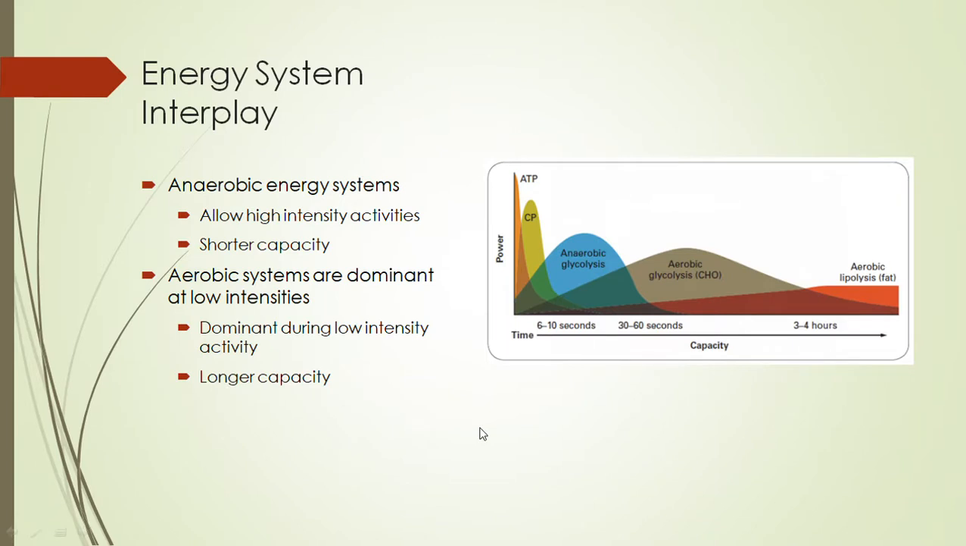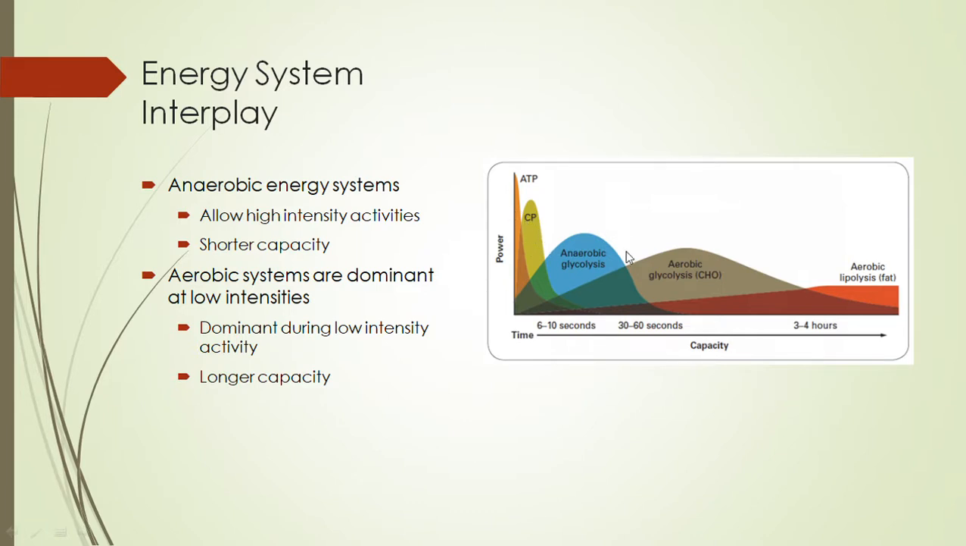So if we look at this energy system interplay, we have this graph here, which talks about intensity. This one has power here, which refers to intensity in the unit of power, and we have time. So think about this graph as someone doing some sort of activity at 100% effort for 3 to 4 hours.